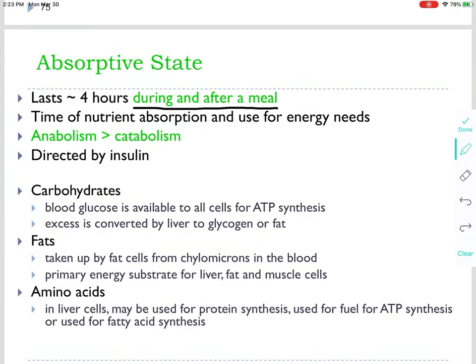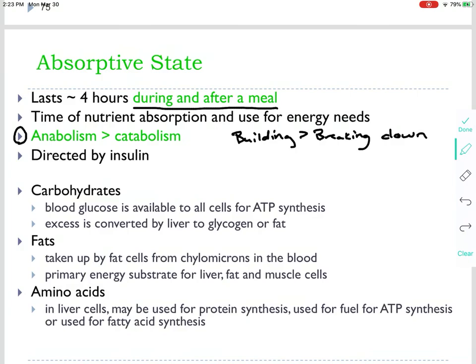What is one? One is absorptive. Not surprisingly, this happens during and after a meal. If you think about a meal, you just brought food in, that's when you're likely to be absorbing the food. So the absorptive state is during and after a meal. Here's what I want to point out. When we are in an absorptive metabolic state, our rates of anabolism are greater than our rates of catabolism. In other words, our building chemical reactions are happening in greater amounts than our breaking down chemical reactions.